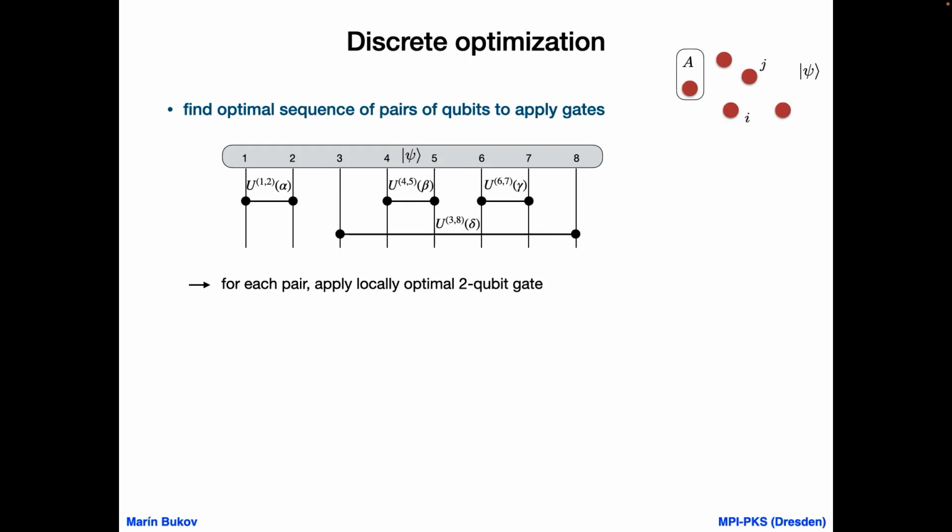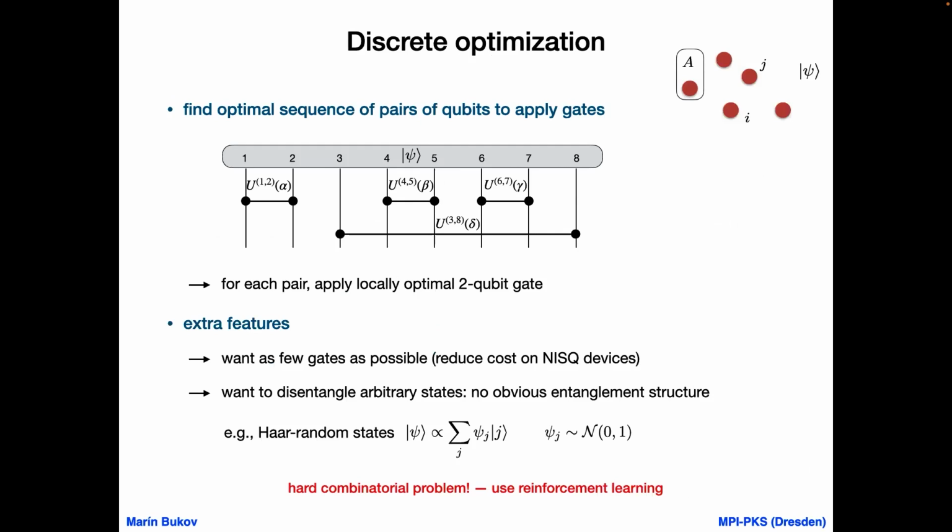What we don't know is the order in which we're applying those. That's the difficult part. And it's actually much more difficult, as I showed you already, than solving the two-body problem. So that's okay, but I want to also impose extra features going in the direction of applicability. So what we want is to do this with as few gates as possible, because this reduces the cost on noisy devices. And second, we want to disentangle arbitrary states.